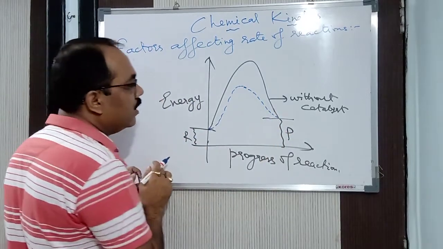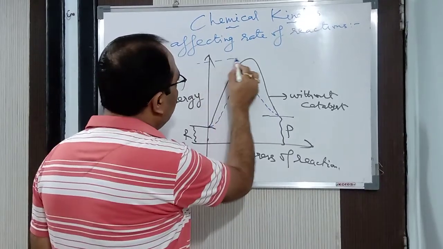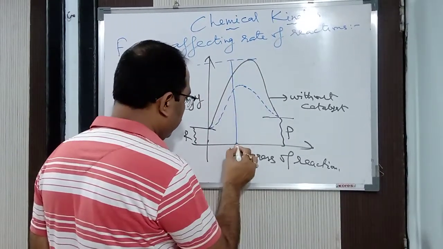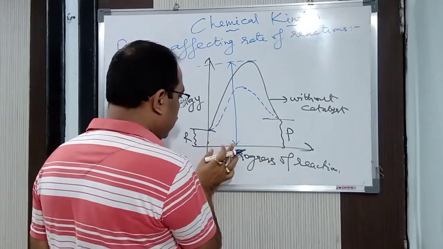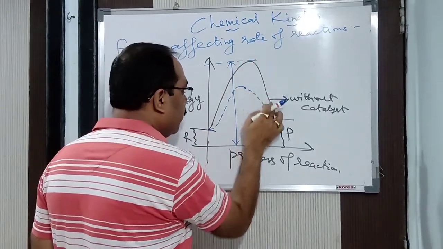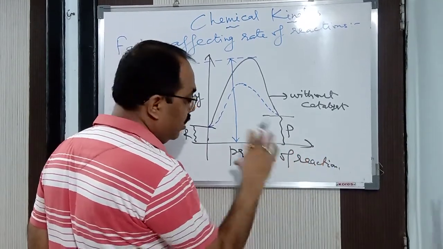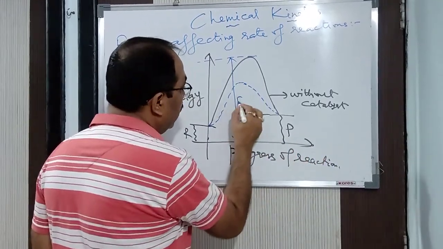So what is the energy that is required now? Initially, this was your threshold energy. This is the energy of the reactant, so it has to reach this level. Then, after that, minimum. Threshold energy is what? The minimum amount of energy which is required to carry out the reaction. This is your threshold energy.